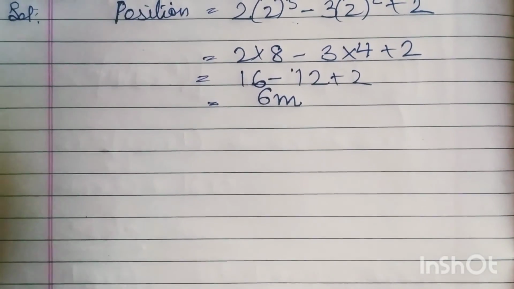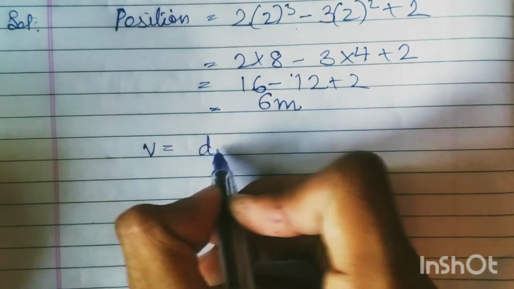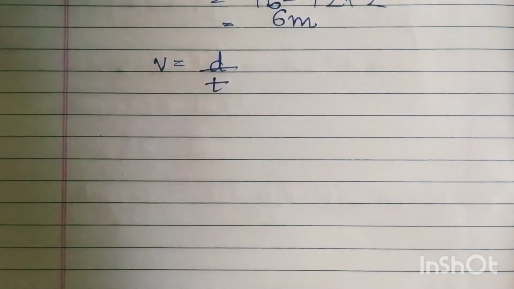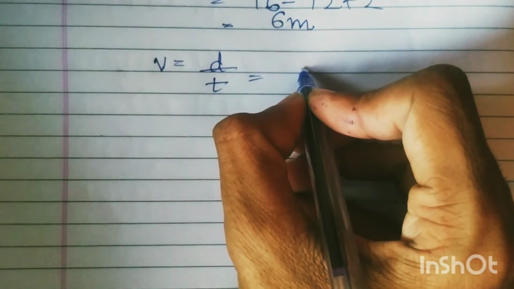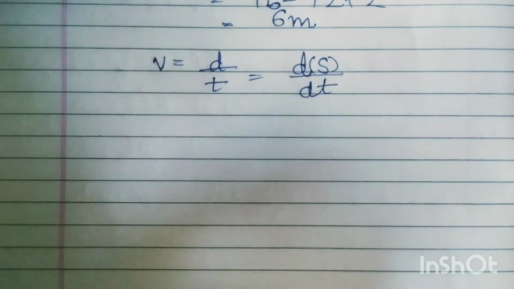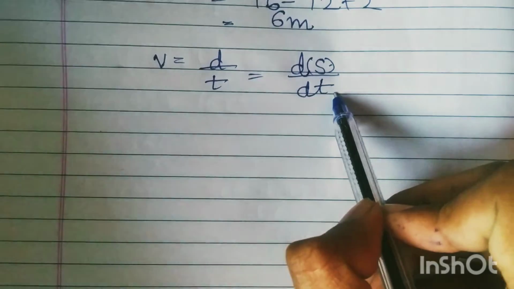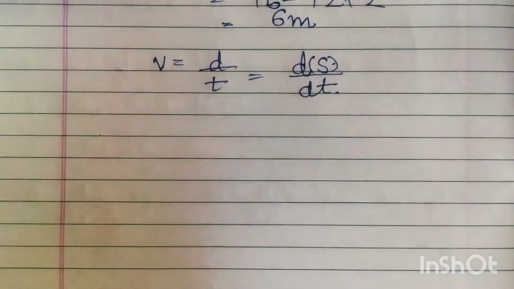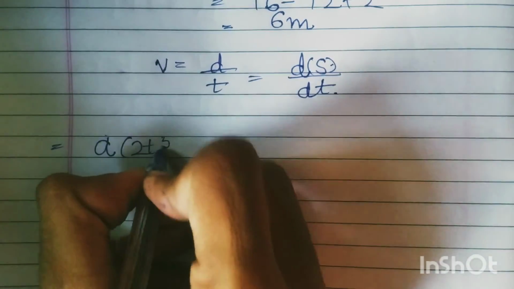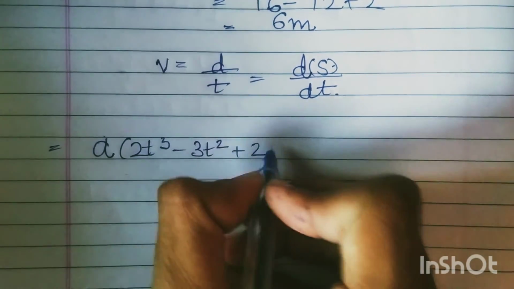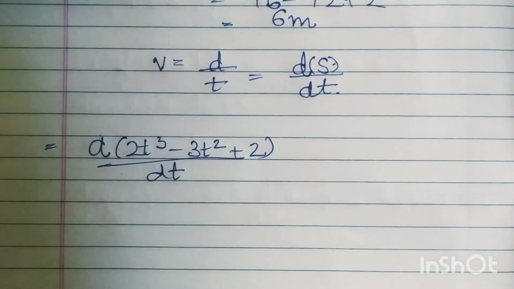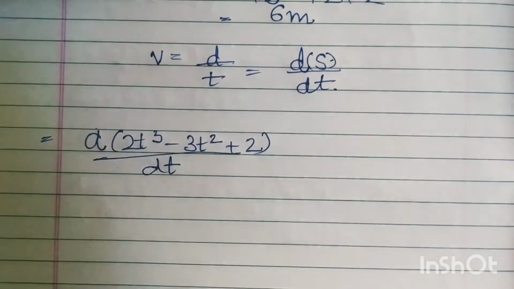For velocity you all know the formula, that is velocity equals distance upon time. So to find the velocity we will start with differentiation, that is velocity will be change in s, that is your distance, with respect to t. Remember, distance upon time. So now we will find the differentiation of s, that is given in the question, with respect to t. So d upon dt of 2t cube minus 3t square plus 2. You can observe the addition subtraction rule applies.